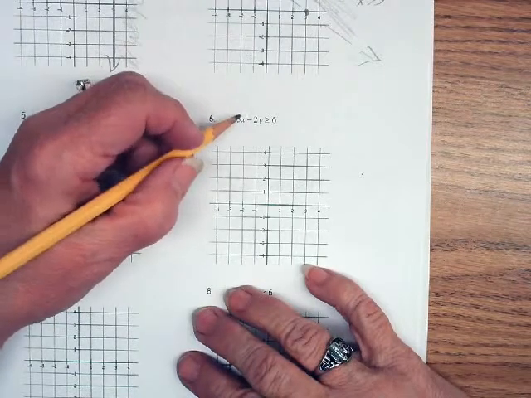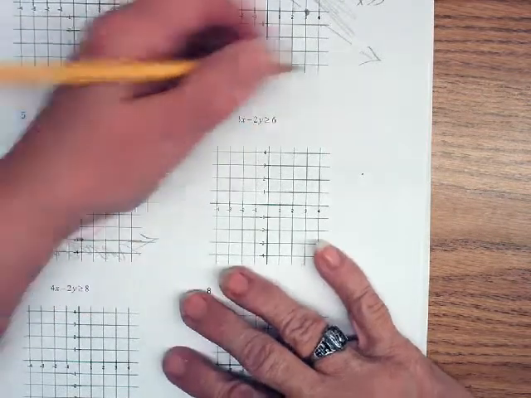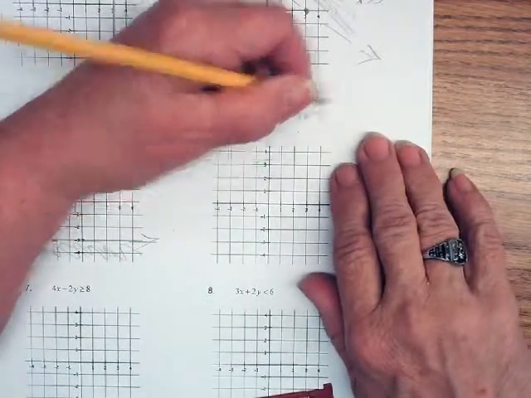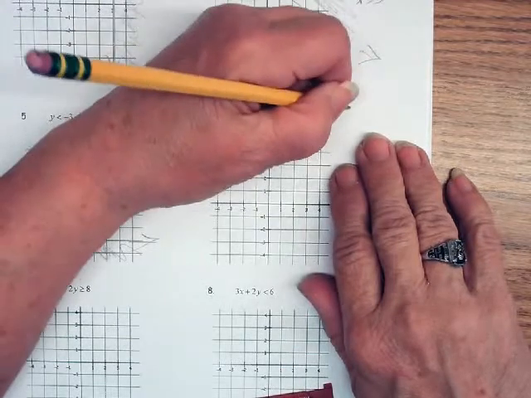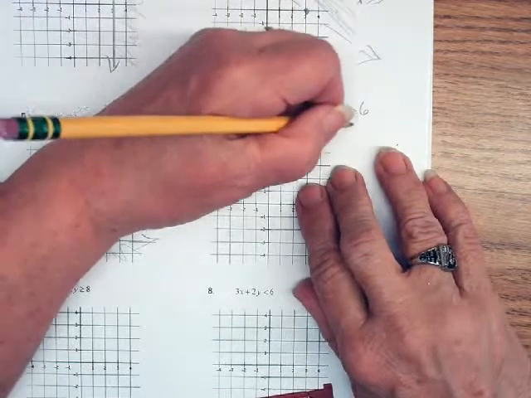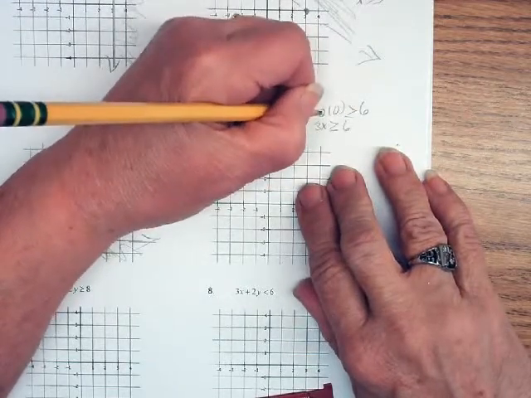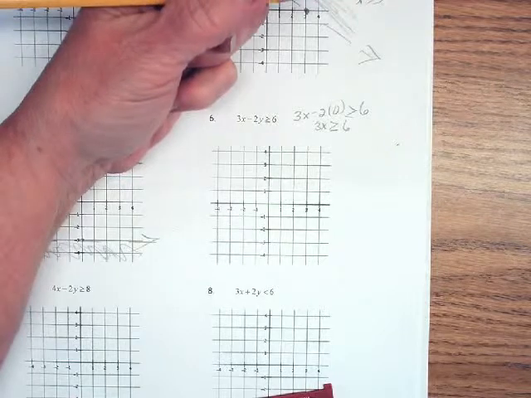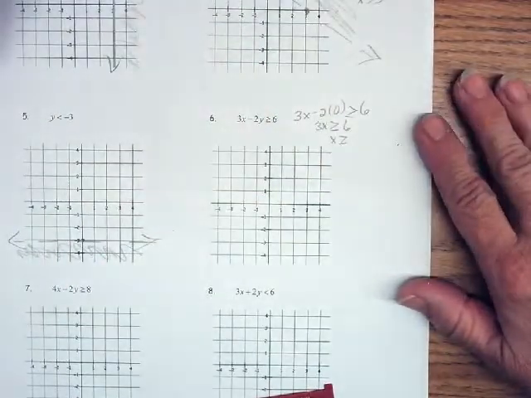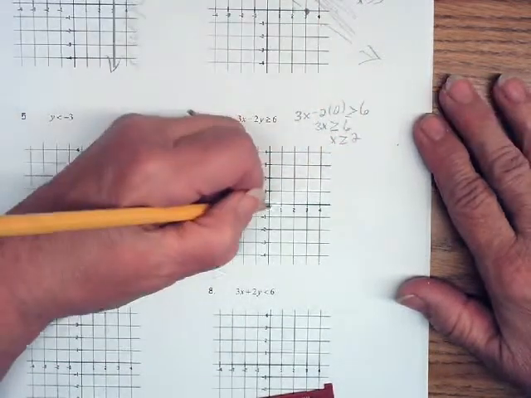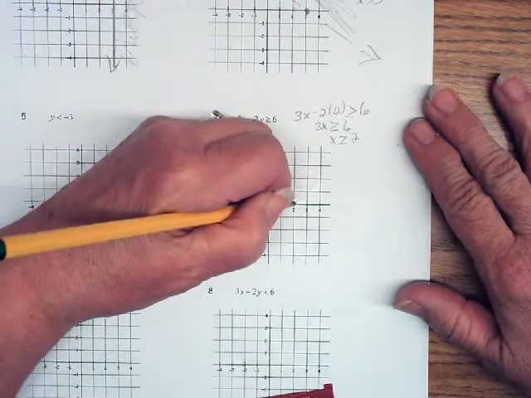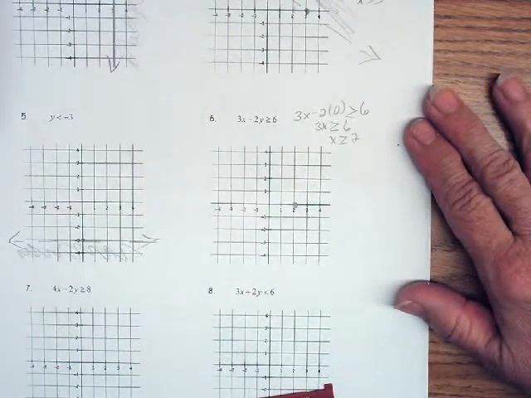Number 6 is another good example of a way that we can use the x and the y intercepts, because 3 will go into 6 evenly and so will 2. So we're going to put 0 in for y. 3 times x minus 2 times 0 is greater than or equal to 6. 3 times something is greater than or equal to 6. Because 2 times 0 is 0, it's totally gone. So x is greater than or equal to 2. Go over here on the x-axis to find the x-intercept, which is at 2.